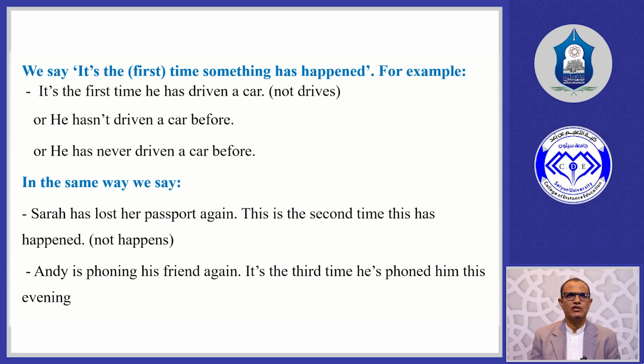Here, he has driven a car is in the present perfect tense. Why? Because we have the expression it is the first time, and in this case we don't use the present simple tense. So we say, it is the first time he has driven a car. The second one, he hasn't driven a car before, has the same meaning.